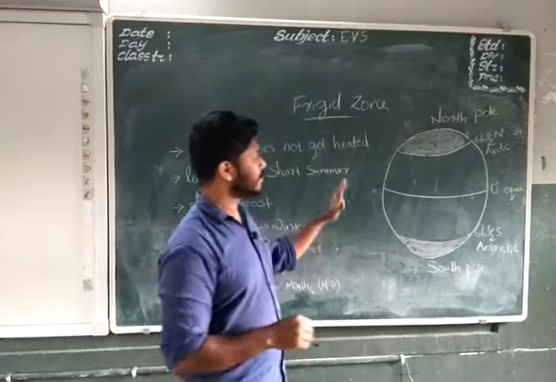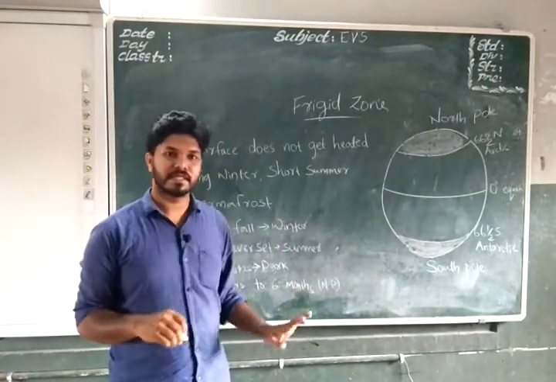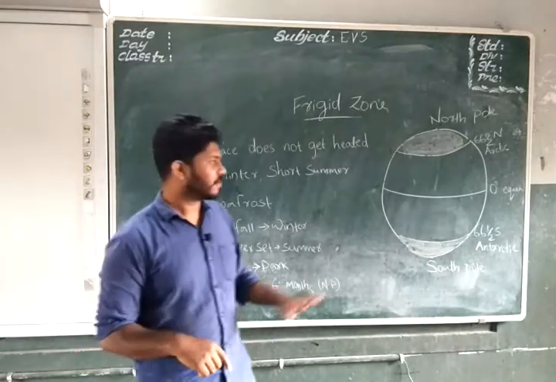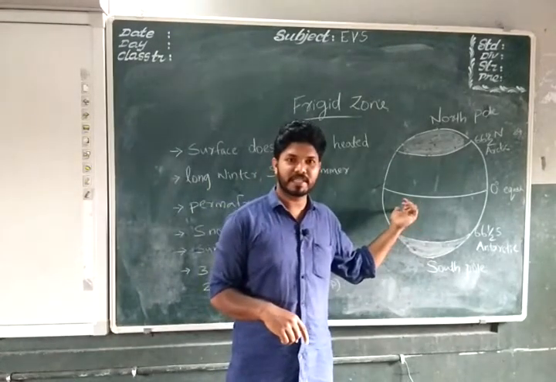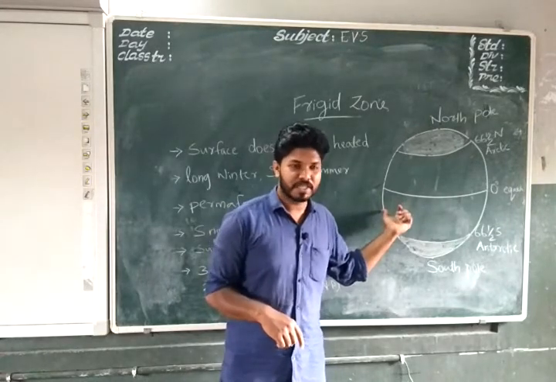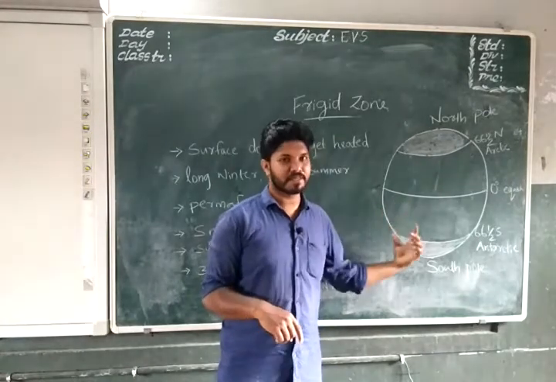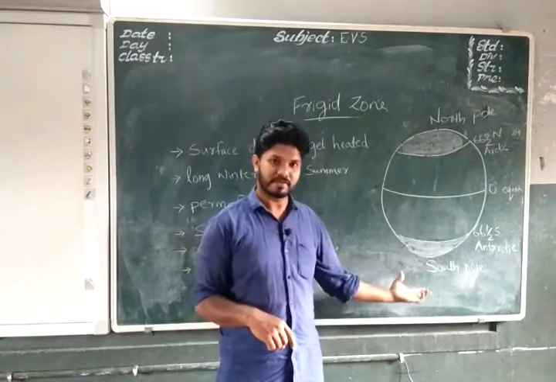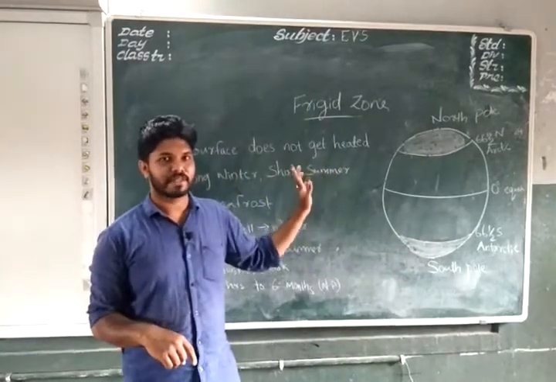That's all about the chapter. Here we discussed 3 zones, isn't it? First one is the torrid zone, which is the very hot zone, which receives a very large amount of heat, and the second one is the temperate zone, and the third one is what we discussed today, the frigid zone.